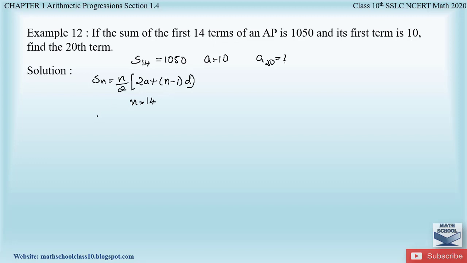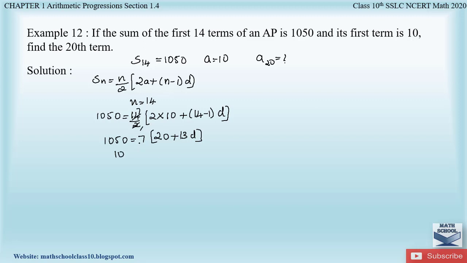Okay, so let us write down the sum of the first 14 terms is 1050, which is equal to n value 14 divided by 2 into a value 10 plus 14 minus 1, and d value we don't know, so we are finding out the d value using this formula. So 1050 is equal to, 2 1 times, 2 7s are 14, so 7 comes here, 2 into 10 is 20 plus 14 minus 1 is 13d.